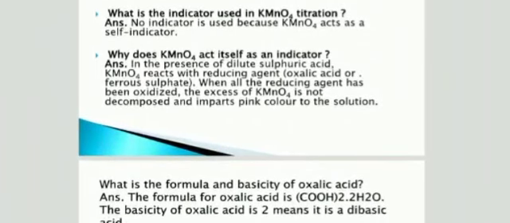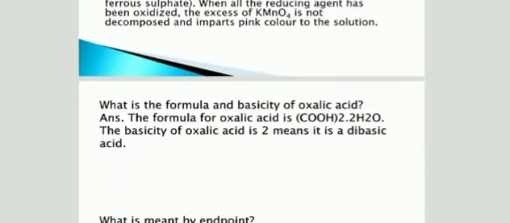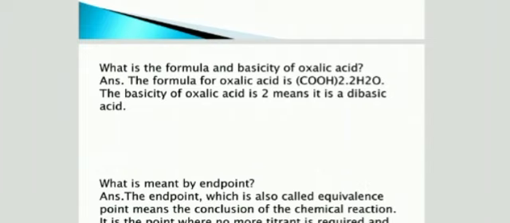Next, why does KMnO4 act itself as an indicator? Answer, in the presence of dilute sulfuric acid, KMnO4 reacts with a reducing agent, that means oxalic acid or ferrous sulfate. When all the reducing agent has been oxidized, the excess of KMnO4 is not decomposed and imparts pink color to the solution. Next question, what is the formula and basicity of oxalic acid?